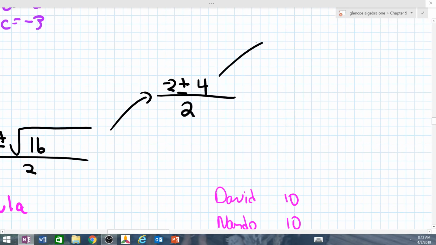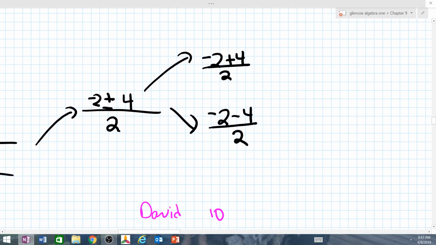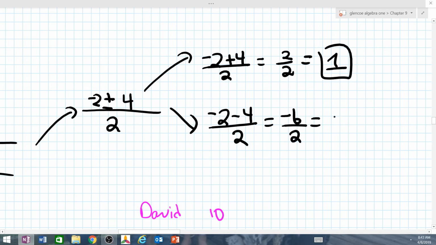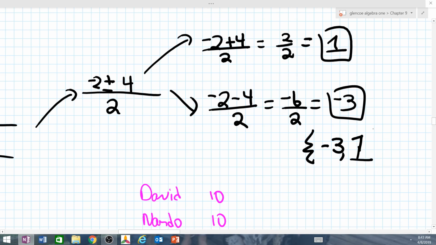Now we're going to write two separate equations. One would be negative 2 plus 4 over 2, and the other one would be what? Negative 2 minus 4 over 2. And you're going to get two solutions. What's a negative 2 plus 4 give you? 2 over 2 gives me a solution of 1. A negative 2 minus 4 is a negative 6. A negative 6 over 2 gives me a... So what are my two solutions? Negative 3, positive 1.